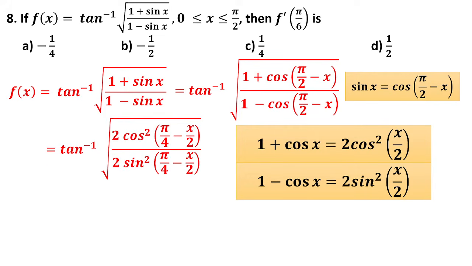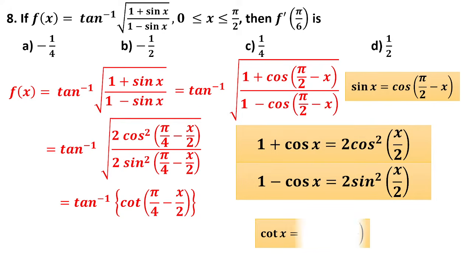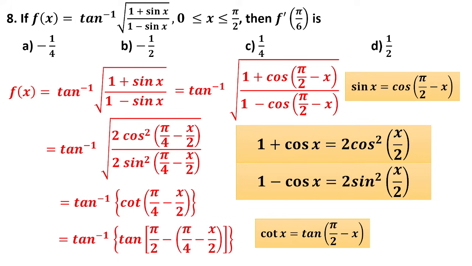But I am substituting now. Now the square root goes. It is tan inverse of cot. So, once again, the idea which we had in our question number 1: cot should be written as tan of pi by 2 minus x. So, I am writing it once again. So, it is tan of pi by 2 minus of pi by 4 minus x by 2.